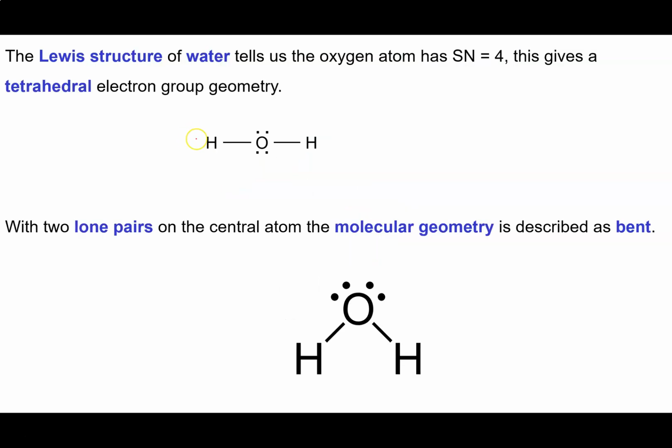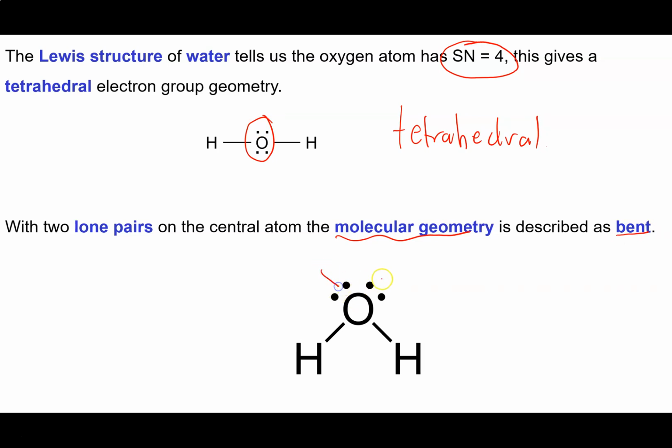Okay, so now we're continuing looking at steric number equals 4 molecules, but this time we're going to look at water, and water is interesting because we've got 2 of our electron groups being lone pairs on our central atom. When we have a molecule where steric number equals 4, the electron group geometry will be tetrahedral. But because we've got lone pairs, the molecular geometry will have a different name. In this case, we've got 2 lone pairs, so we call it bent or angular.